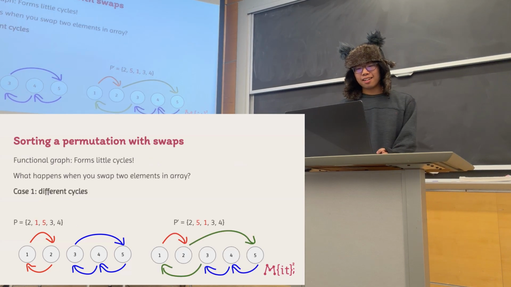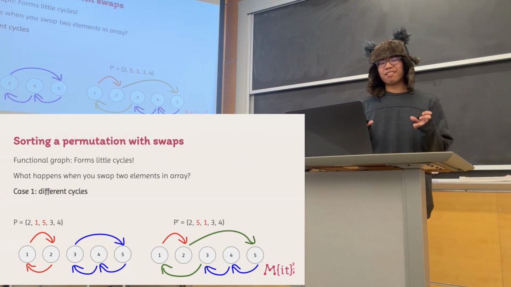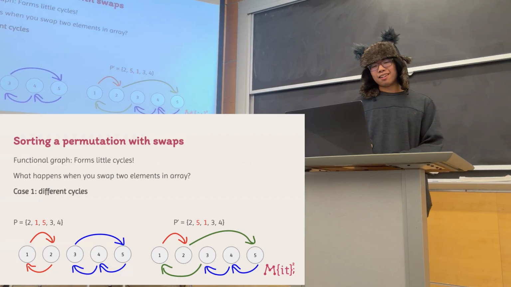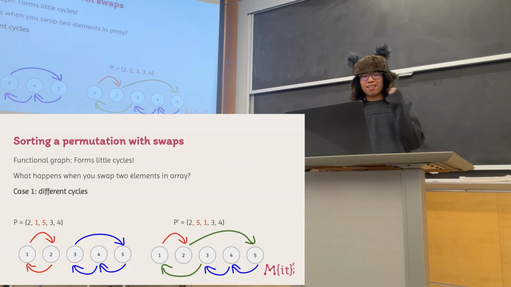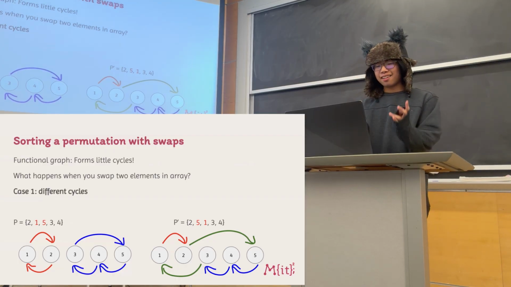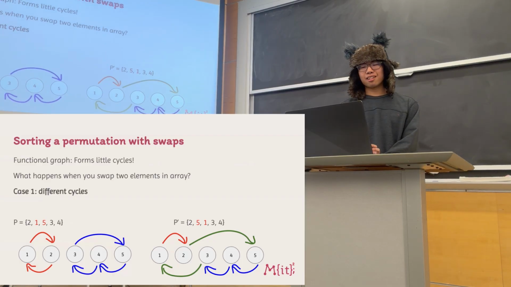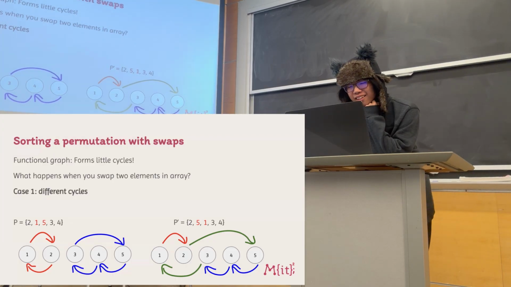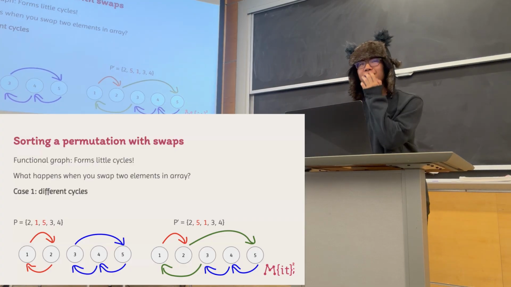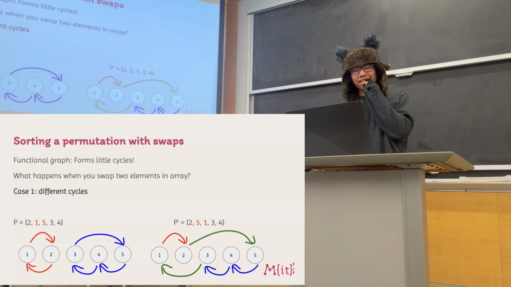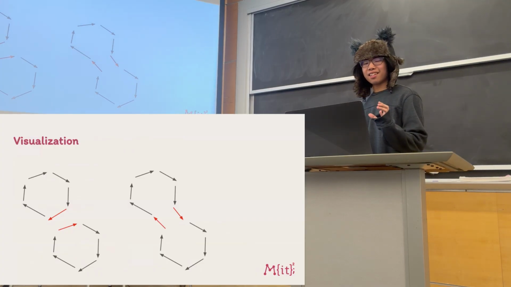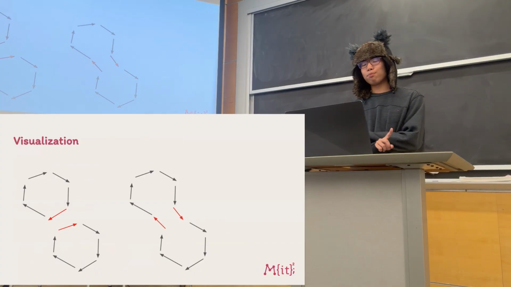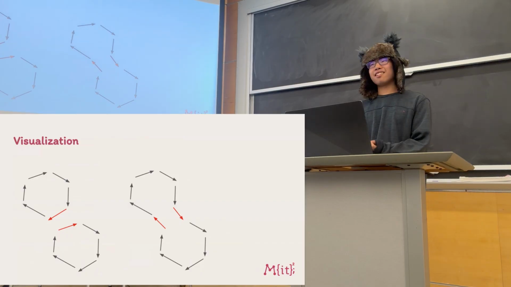So the first case is if you swap two elements in the array that come from different cycles. For example, the second element and the third element of the array are in different cycles because 2 and 3 are in different cycles. So what happens is these two cycles actually merge into a single cycle. And this visualization of 5 elements in the permutation might not be very intuitive. So I made a second visualization, where you look at the two cycles and then you're basically swapping where two arrows point to so that it forms one giant cycle.